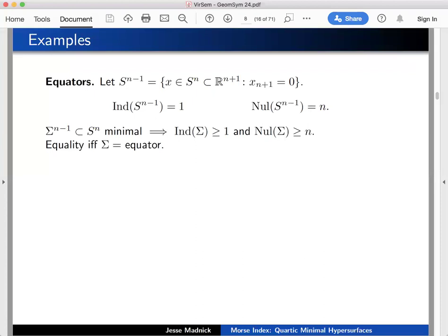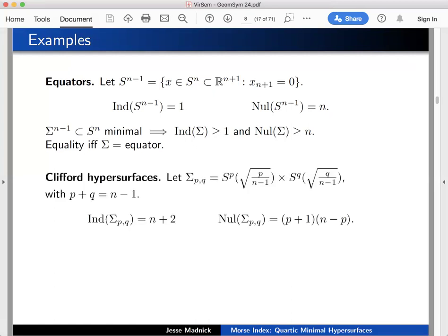Good. So we can compute the index of something. Let's see how far we can push this. Let's try to compute the index of something else. The second simplest minimal hypersurfaces in the sphere, I would argue, are the Clifford hypersurfaces. This is a product of spheres of the given dimensions p and q, where p plus q equals n minus 1. I don't know who showed this first, but it essentially follows from the computation regarding the equators, together with knowledge of how the Laplacian of a product works, that the index of the Clifford hypersurfaces is n plus 2. And the nullity, moreover, is p plus 1 times n minus p.